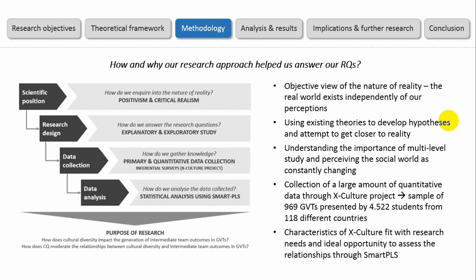Then to gather knowledge, we used the primary and quantitative data collected through the X-Culture project, which allowed us to use a sample of 969 global virtual teams, all represented by a total of 4,522 students, both MBA and graduate students, all from 118 different countries. So the characteristics of this X-Culture project fit very well within our research needs and gave us an ideal opportunity to assess the relationships of our research model through the Smart PLS tool.